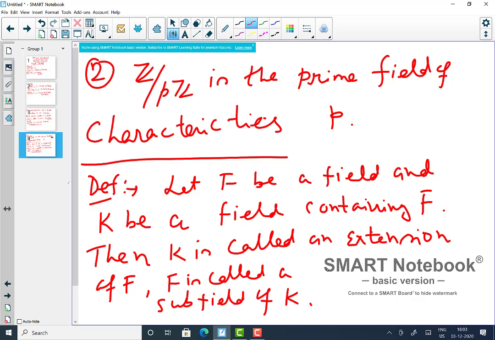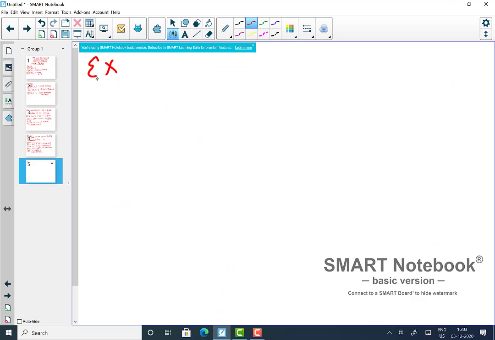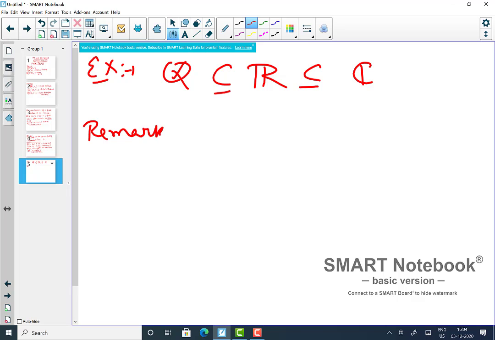Okay, so for example, you say that Q is sitting inside R. Okay, it is also inside C. So R is an extension of Q, C is an extension of R and Q both. And then Q is a subfield of R and C both. R is a subfield of C. Okay, so this is an example of extension fields, and note that whenever you have an extension, I will write it like this: K over F. So K over F means F is sitting inside K. Okay, this is the notation.